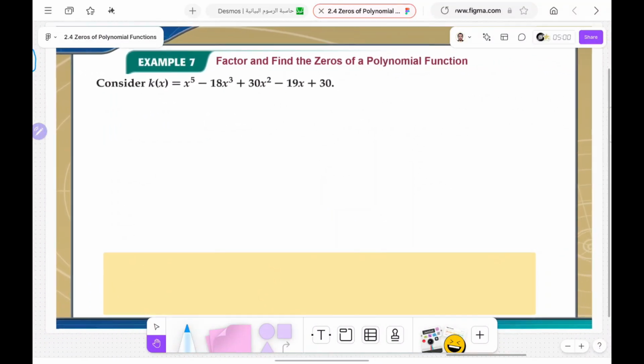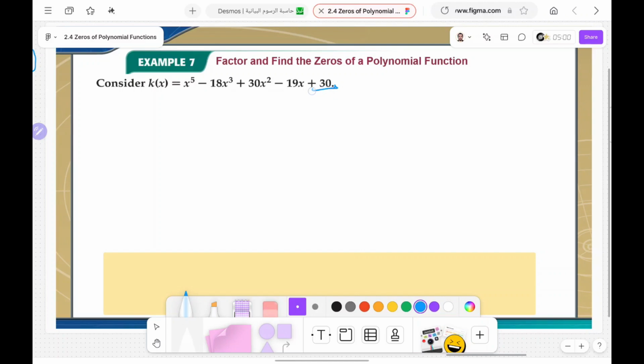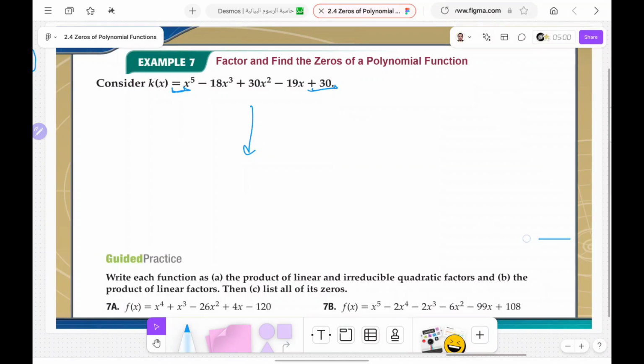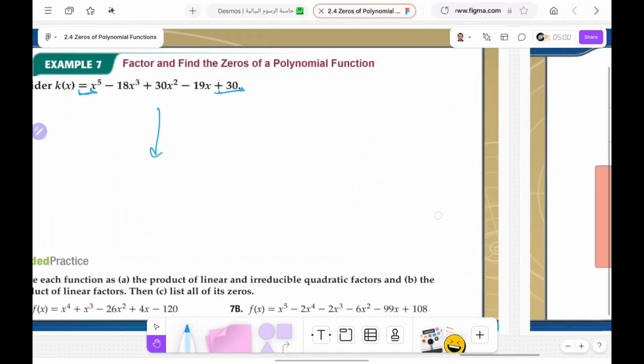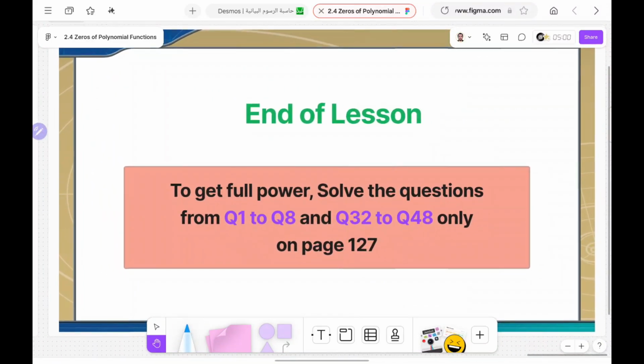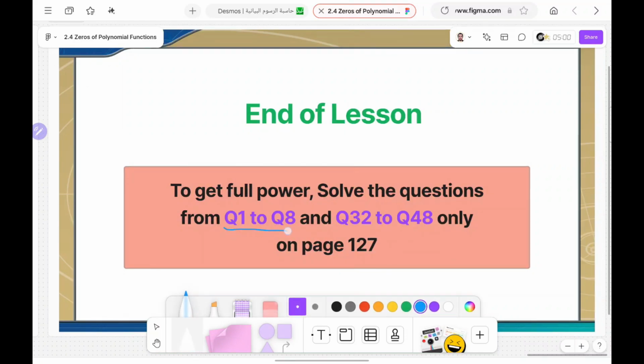Here is another question: factor and find the zeros of the polynomial. This is easy. You have to take the factors of the last term over the factors of the leading coefficient, and complete the steps. If you have any question, please ask me. Try to do these questions also, and after you finish, check your answer. And here are some questions to solve. First, try to solve questions 1 to 8, then skip, then go to question 32 to question 48 on page 127.